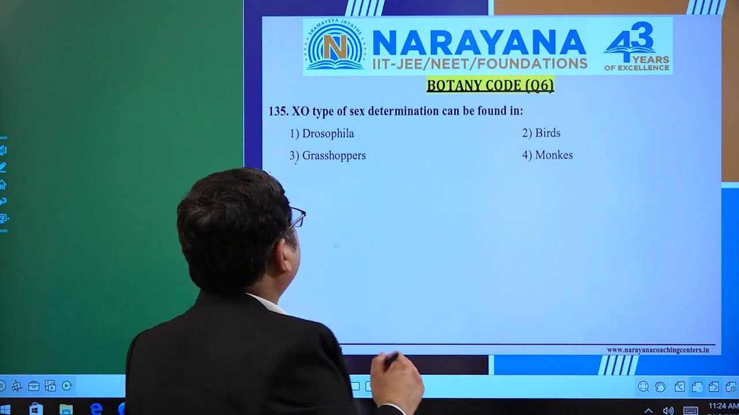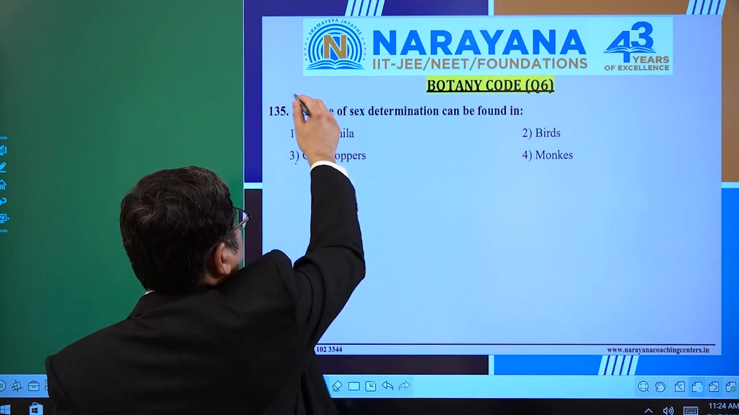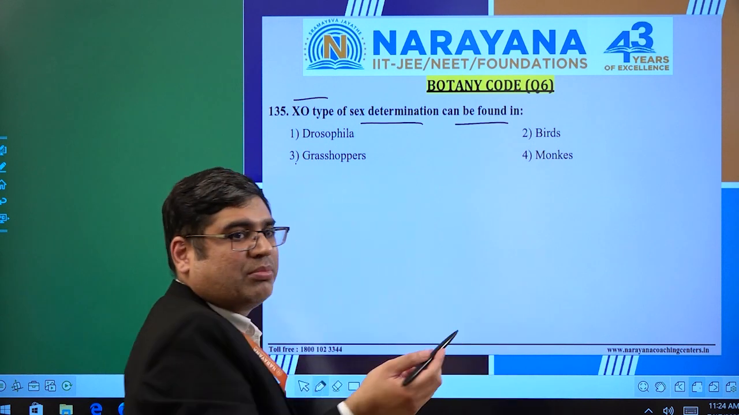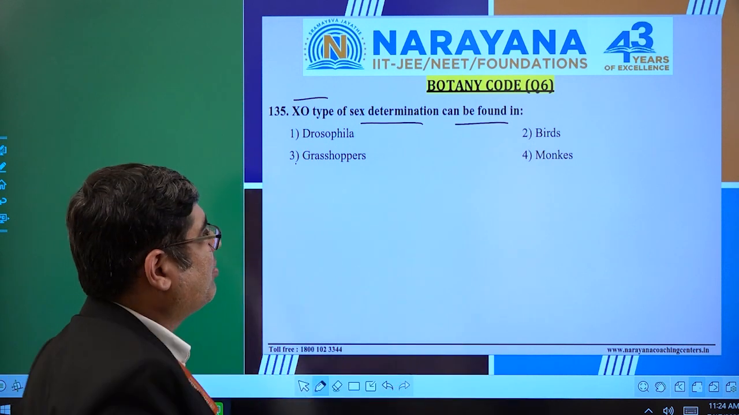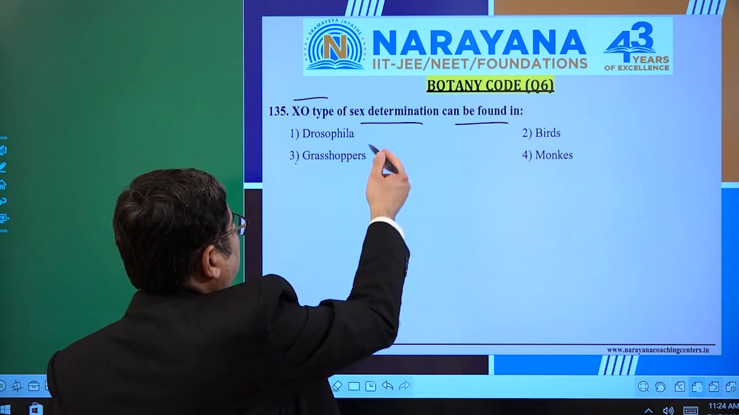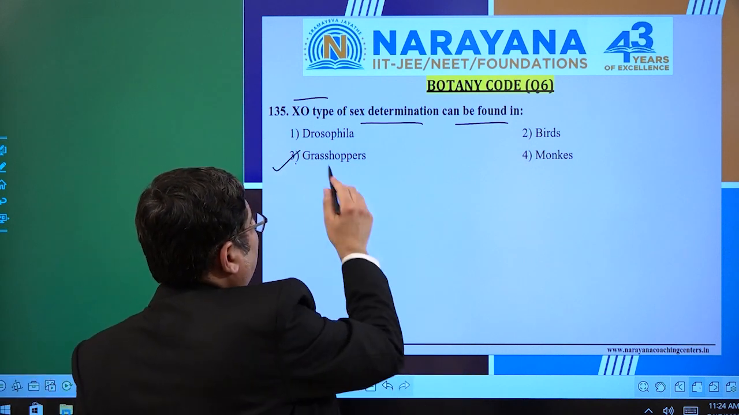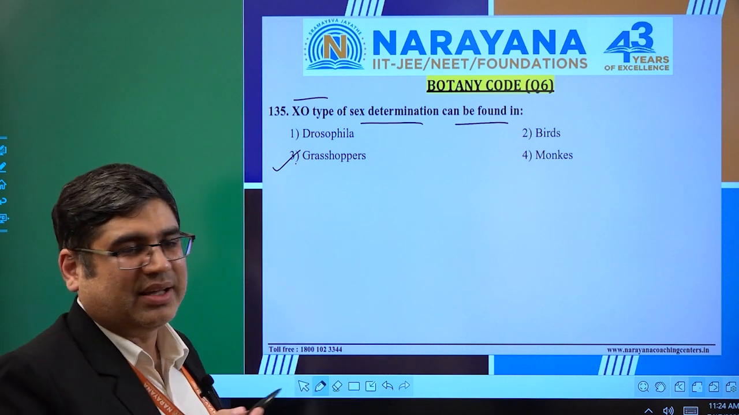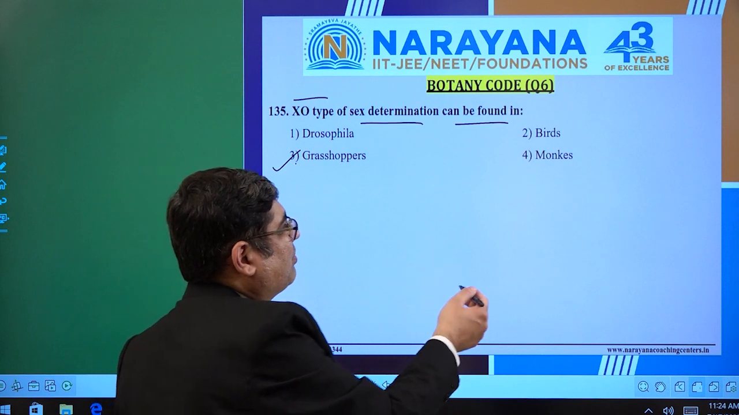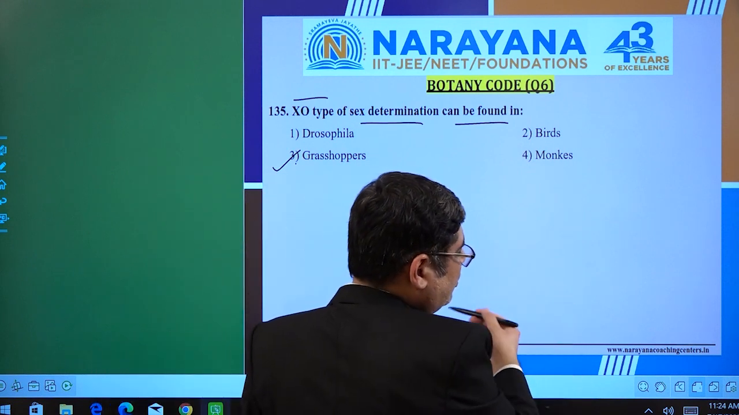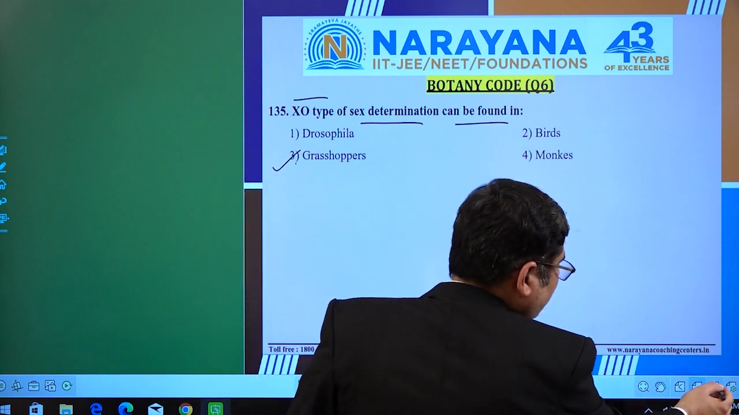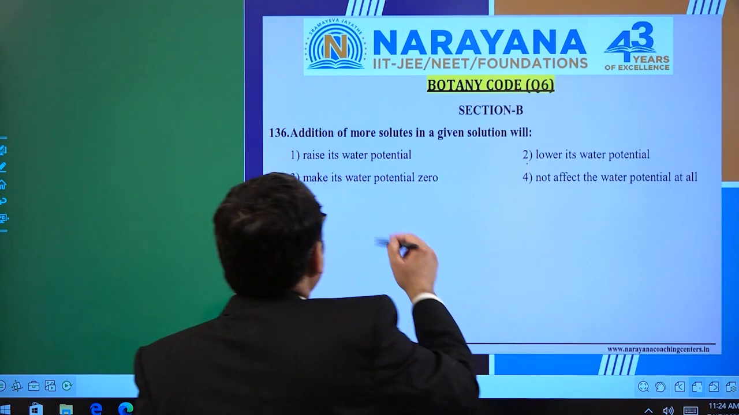This is question number 135. It is asking where XO type of sex determination can be found. Again from the class 12 chapter Principles of Inheritance and Variation, under the subtopic sex determination. This question simply goes by Drosophila. Why so? Because in Drosophila it is XO type. Birds show something different, and monkeys of course are not the answer because it is like a human being. We move on to the next.